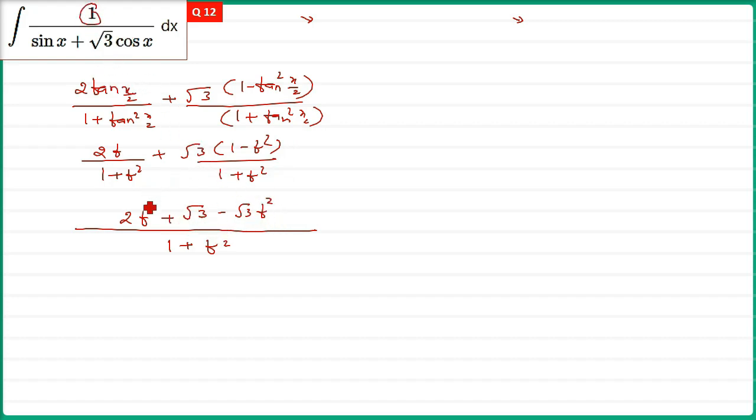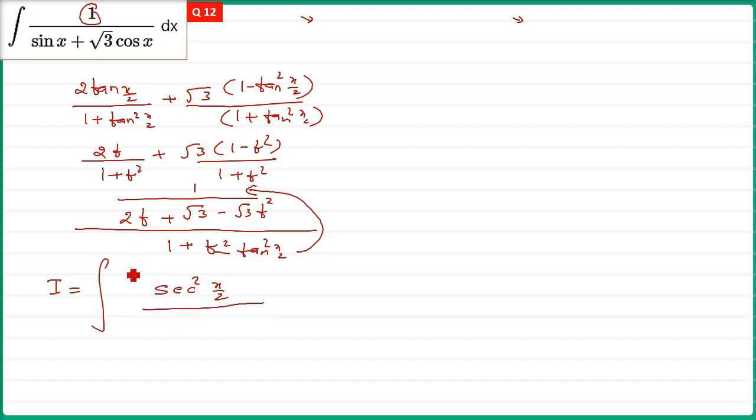So I was talking about this 1 which is already out at the top. So 1 plus tan square x by 2 goes up, and 1 plus tan square x by 2 is actually sec square x by 2. So let me write sec square x by 2 in place of 1 plus tan square x by 2, which has evidently gone to the top. Now this 2t plus root 3 minus root 3t square, let me write it again in the form of tan x by 2. So 2 tan x by 2 plus root 3 minus root 3 into tan x by 2 whole square. So we have to now integrate this.